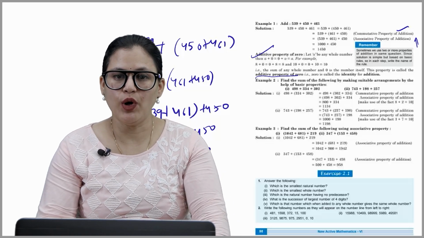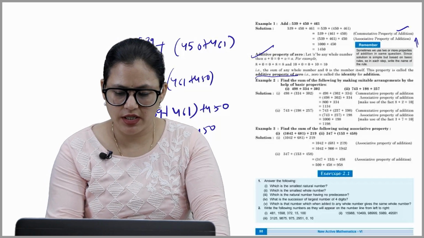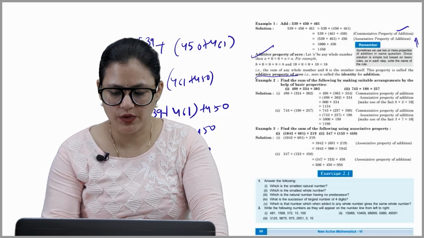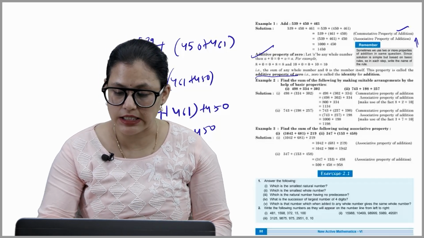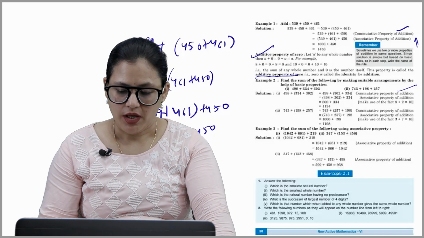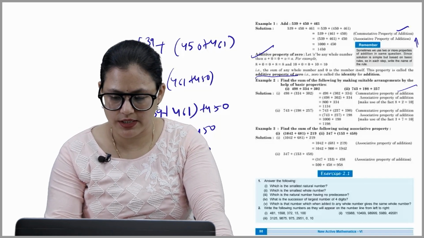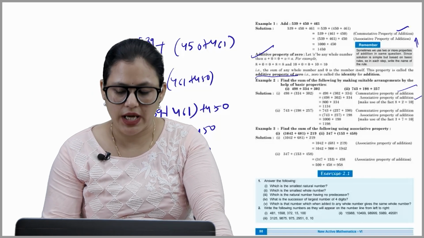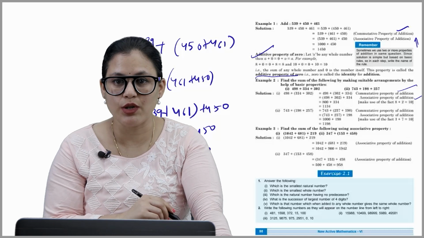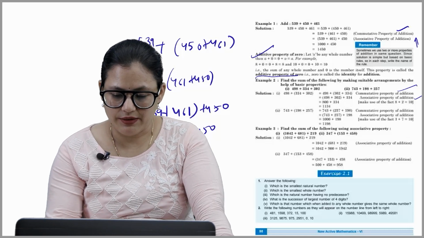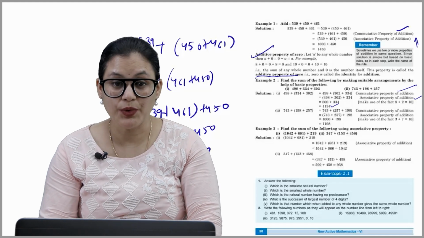Example, find the sum of the following by making suitable arrangements with the help of basic properties. Okay, so you have to find out the sum of these numbers. So first, what will we do? 498 plus 302 plus 334 in bracket. This is the commutative property of addition. Now, 498 plus 302 in brackets plus 334, this is associative property of addition. So 800 plus 334, make use of the fact that 8 plus 2 is equal to 10. Okay, so then we'll add, so this is the sum. Similarly, you will do part 2 also, right?